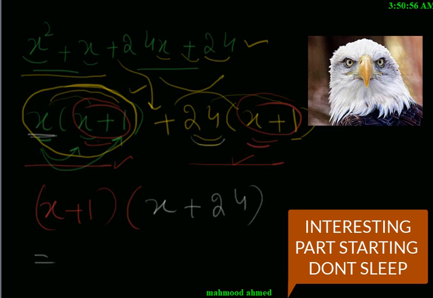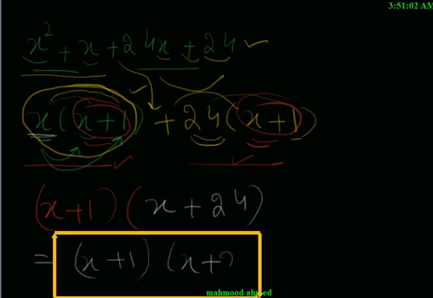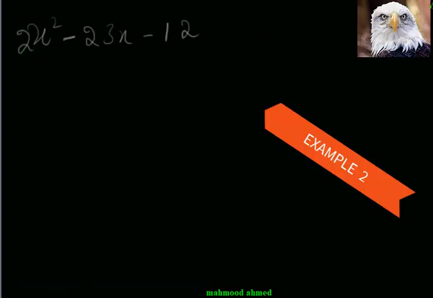So this x plus 1 and x plus 24 are the factors of the given equation, that was x square plus 25x plus 24. What I did here: first of all I found the product and I found the sum, and I wrote all the combinations well.